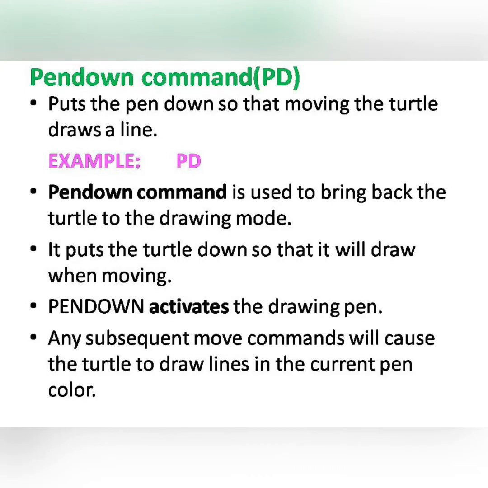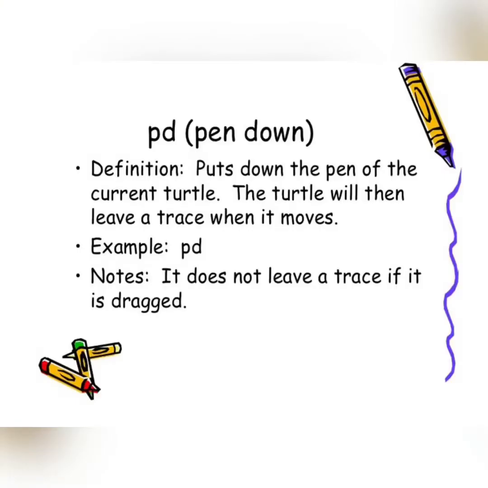So what is the use of pen down command? It helps to bring back the turtle to the drawing mode so that the turtle goes down to draw when it is in move state. Pen down command puts down the pen of the current turtle, the turtle will then leave a trace when it moves. Example: PD. It doesn't leave a trace if it is dragged.